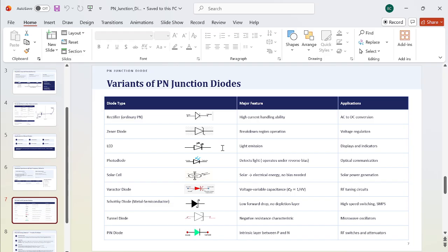So this light emitting diode is basically a forward biased PN junction diode, but for the emission of visible light we cannot use germanium or silicon materials. Other materials like gallium arsenide, gallium phosphide, indium gallium phosphide, etc. are suitable for manufacturing light emitting diodes. Then another variant shown here is the photodiode.